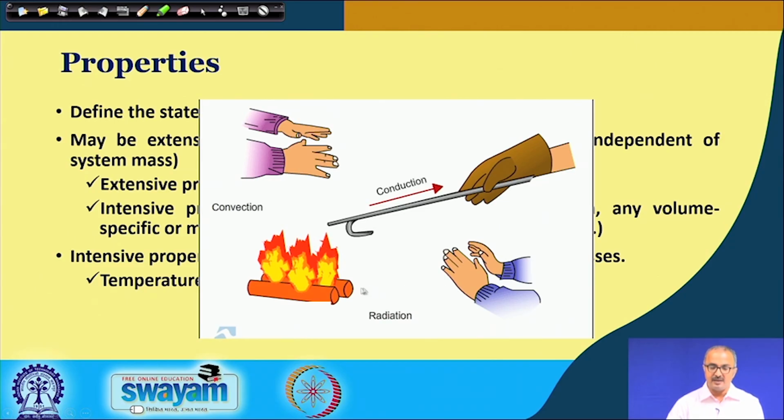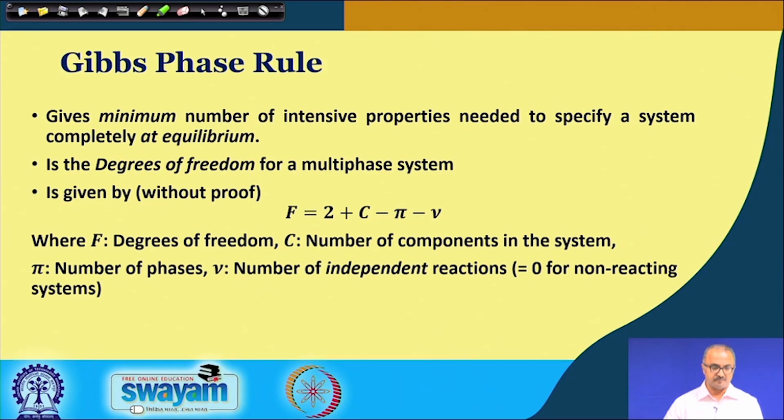And thirdly, it can also go by radiation, meaning what? Because of the large difference between the fire temperature and the hand temperature, it may be not only by the movement of the air; even if there is a vacuum, it can still be radiated without any kind of medium, sheerly because of the temperature difference.